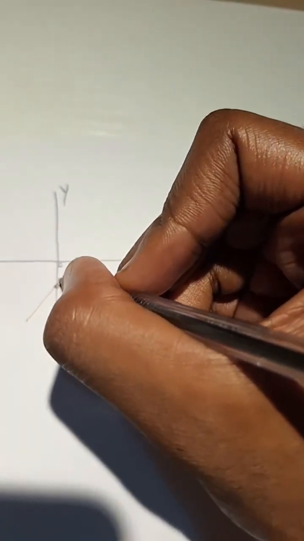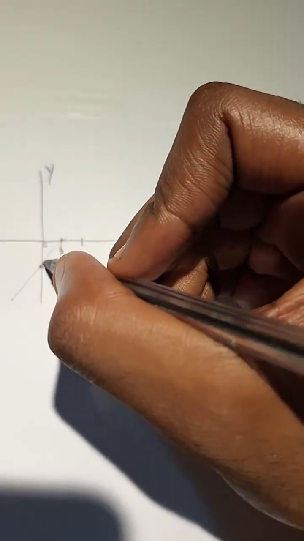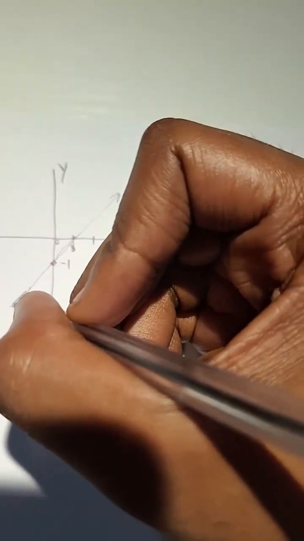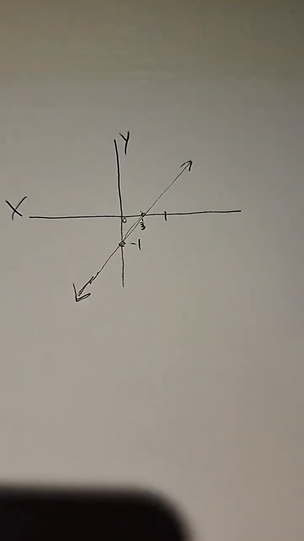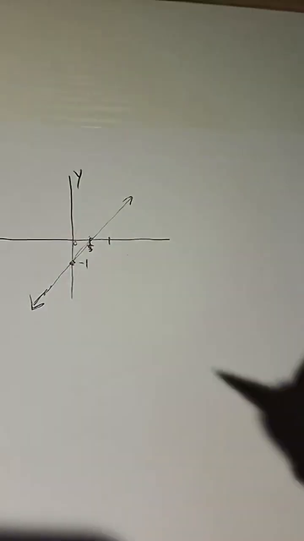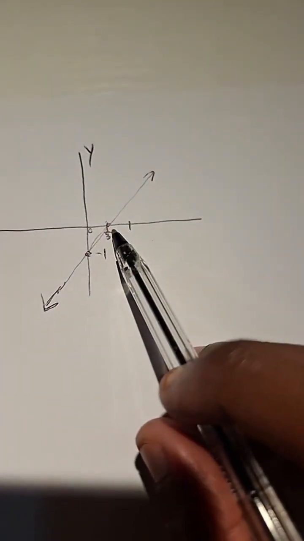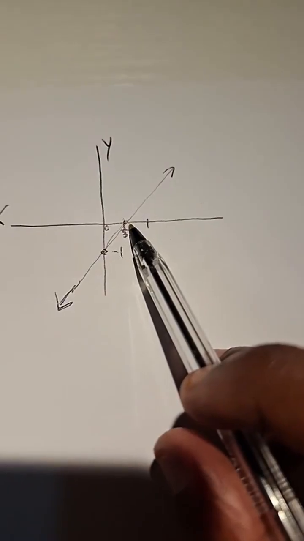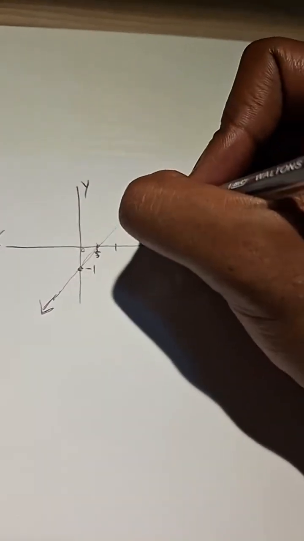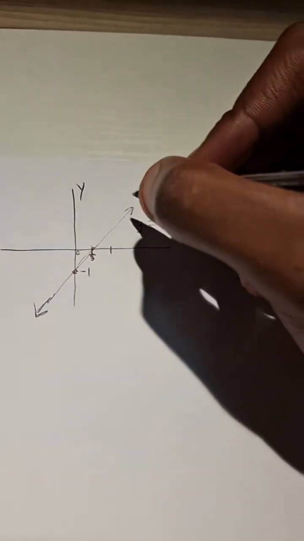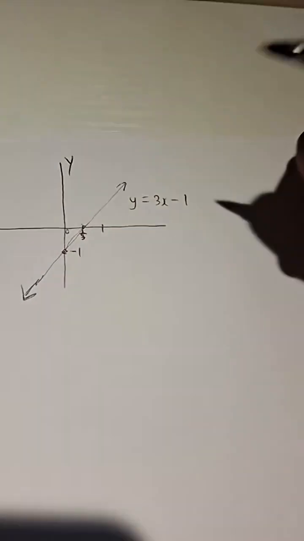Then we connect. When you do this, please use a nice ruler, not freehand like me. Connect the dots. Make sure that 1 over 3 is very evident so that your teacher can see that you saw the x-intercept is 1 over 3, and that negative 1 as well, very clear for your teacher. Then you label your function y is equal to 3x minus 1.